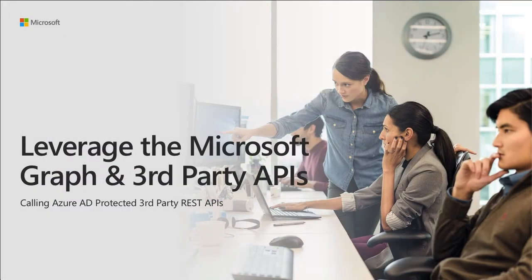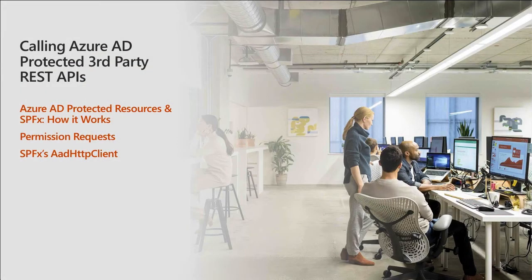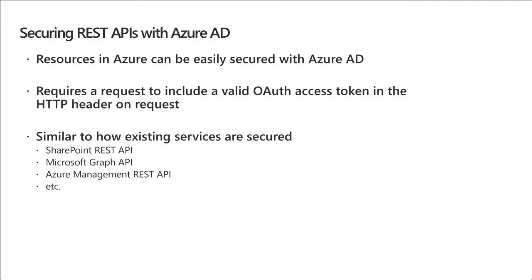Okay, in this section, we're going to talk about calling third-party REST APIs, but we're going to focus on those that are secured with Azure AD. This is going to get fairly complicated because it's very involved. There's some really cool infrastructure that Microsoft has included in SharePoint Online that we can take advantage of. We're going to look at Azure AD, and how we have protected resources and how they work, and then how the SharePoint Framework is going to allow us to call those. We're going to understand what permission requests are, and then look at how we can take advantage of all of this using the AadHttpClient that we get in the SharePoint Framework.